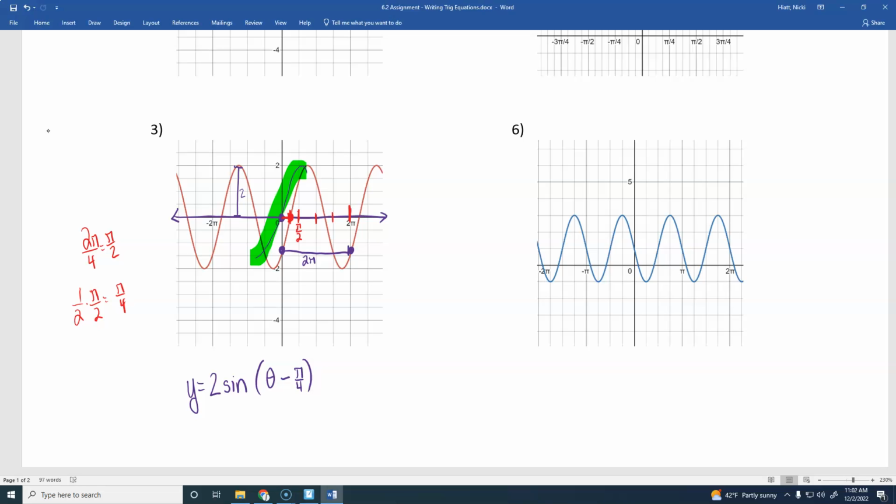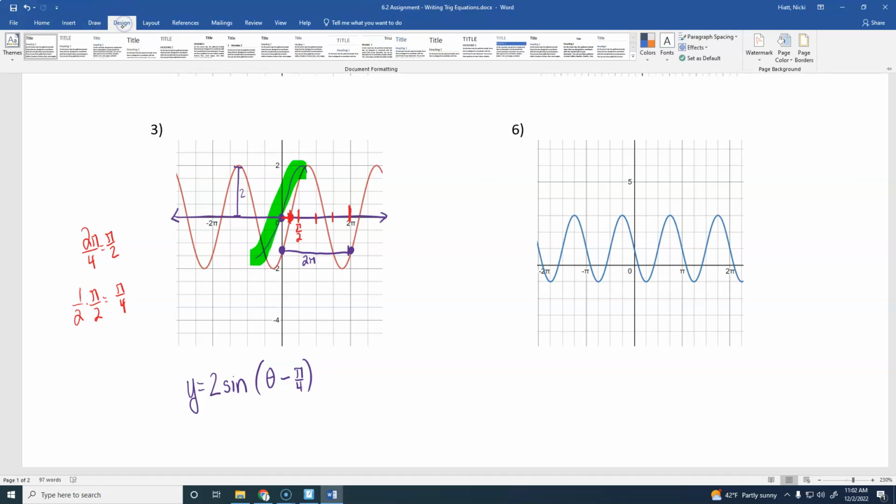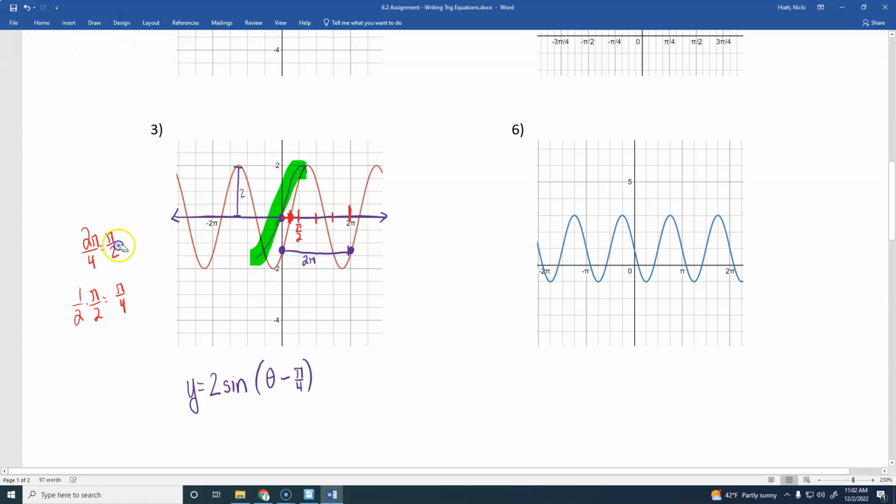So that would be our equation for 2 sine of, that would be our equation for our graph here. Any questions on that part? All right, let's back up. I'm going to erase what I've got here. Let's think about doing this same thing for cosine.